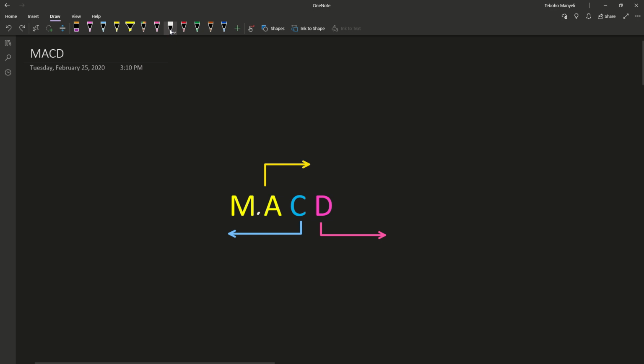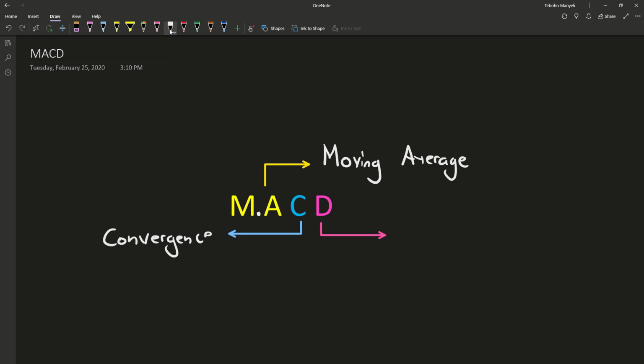The first two letters, MA, stand for moving average. Okay? And the C in blue then stands for convergence. And the D stands for divergence. Okay, so the MACD, or the moving average convergence divergence, does three jobs.